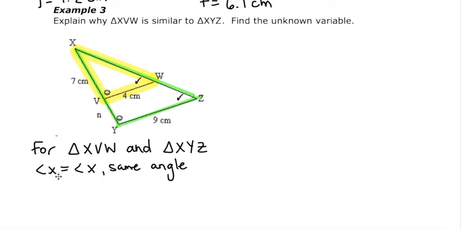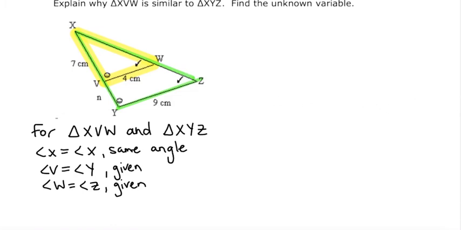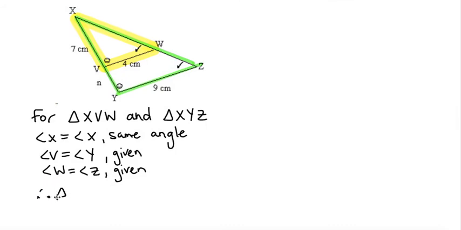I also know that angle V is equal to angle Y because that's given, right? It shows a smiley face in both of those spots, so both of those angles are exactly the same. And I also know that angle W is equal to angle Z, again, because it's given to me, right? They both have a check mark symbol, so both of these angles are exactly the same. So therefore, I can say that triangle XVW is similar to triangle XYZ because of angle, angle, angle. So all 3 of these angles are exactly the same.